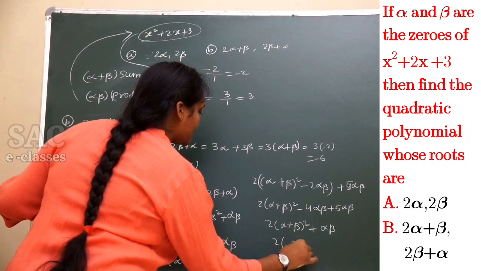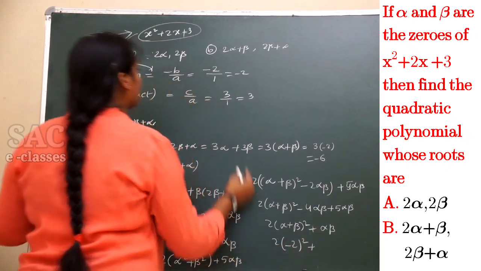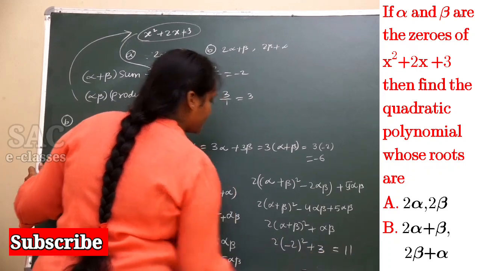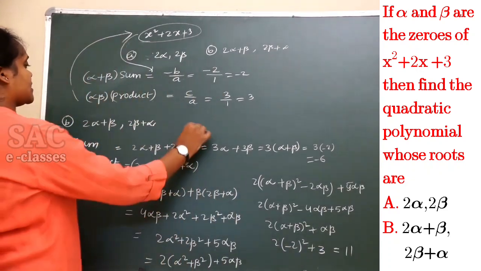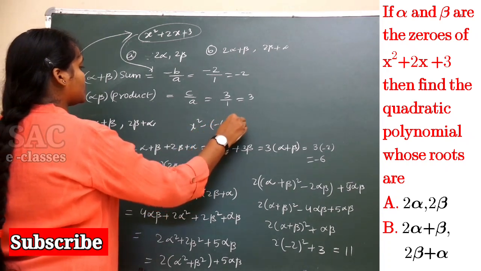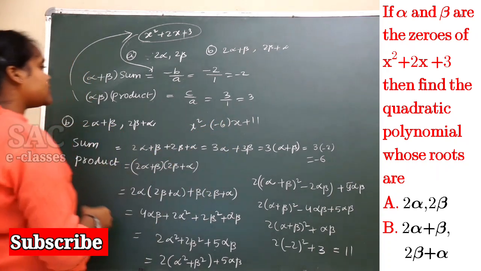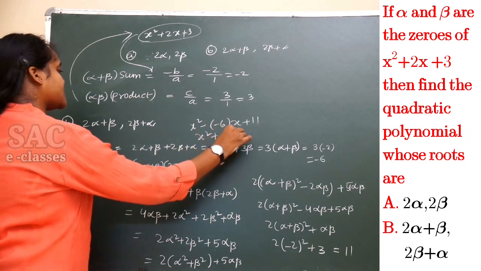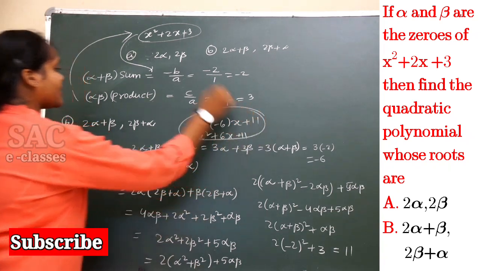2 into minus 2 whole square plus, we know the alpha beta value is 3. Clearly 8 plus 3, 11. So the required equation is x square minus sum of the roots, which is minus 6, into x plus product of the roots, 11. So the required quadratic polynomial is x square plus 6x plus 11. In this way we can do it.